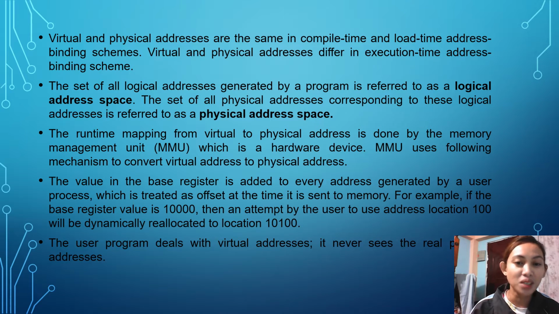The value in the base register is added to every address generated by a user process, which is treated as an offset at the time it is sent to memory. For example, if the base register value is 10000, then an attempt by the user to use address location 100 will be dynamically reallocated to location 10100. The user program deals with virtual addresses. It never sees the real physical addresses.